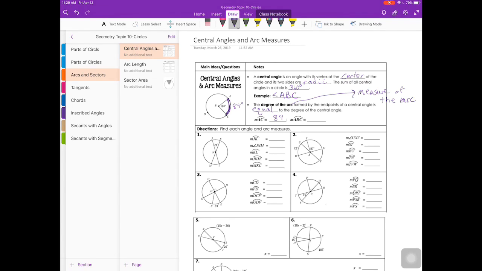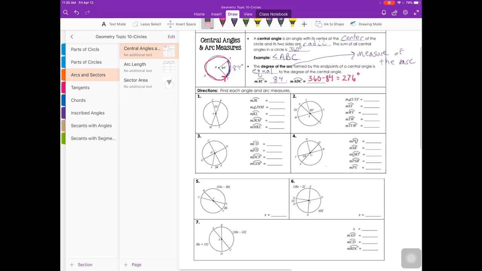Now, if we went to arc ADC and went around, that major arc is going to be 360 minus 84, or 276 degrees. So now we have some examples, and you know me, I always do just enough so you guys can get a good picture of what you need to know.